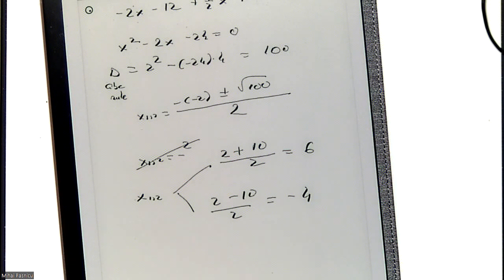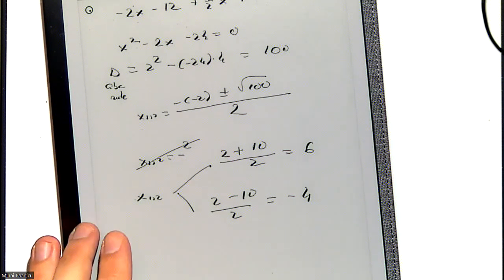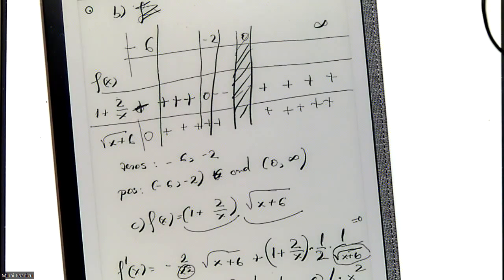So maybe on the last part, I went a little bit faster, I guess. But the procedure is pretty simple. Take a derivative, make it equal to 0, and then solve for it.